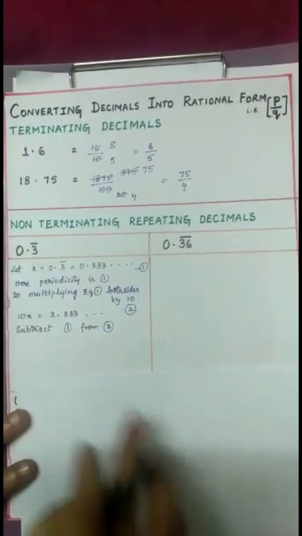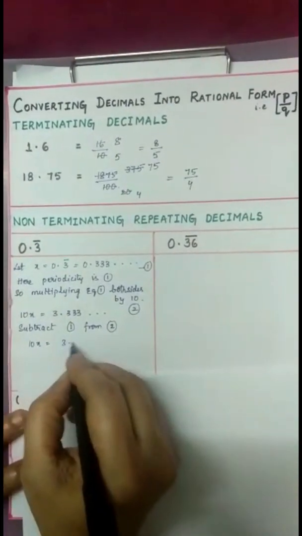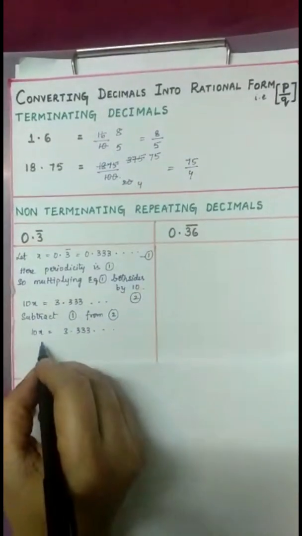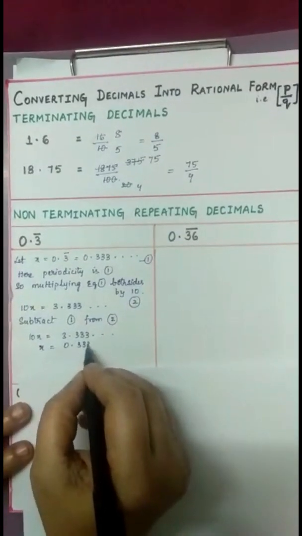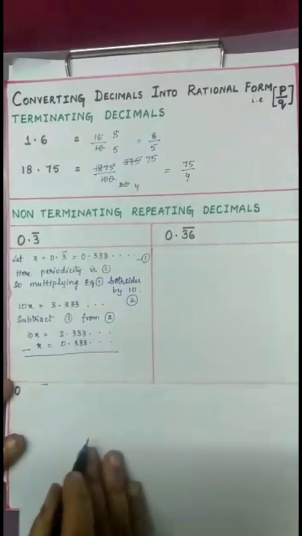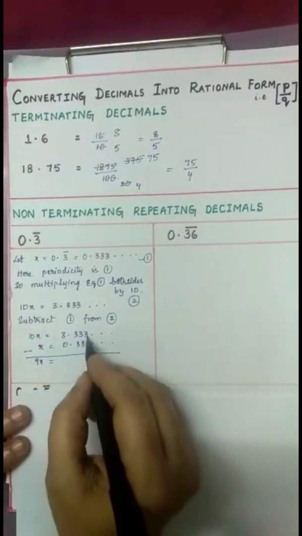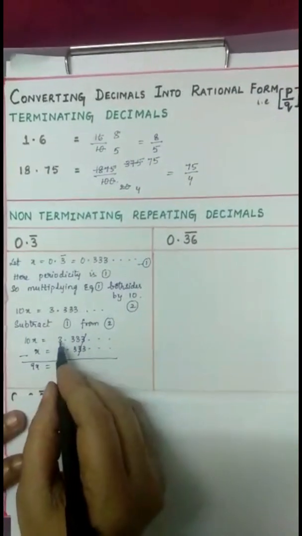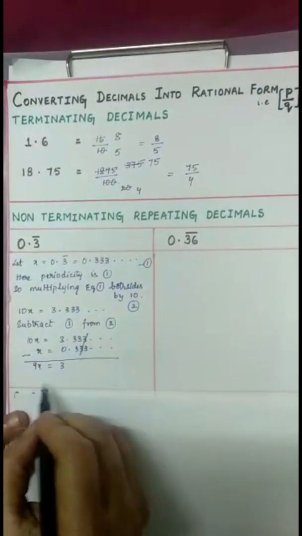Now, what is the second equation here? 10x is equal to 3.333 and so on. And the first equation is x is equal to 0.333 and so on. Now let us subtract here. 10x minus x is 9x. Here the recurring part cancels. 3 minus 3 is 0, 3 minus 3 is 0, 3 minus 3 is 0. Now 3 minus 0 is 3. So 9x is equal to 3.